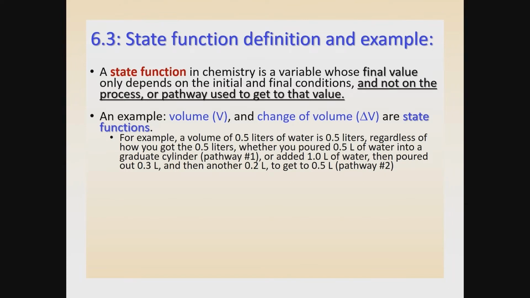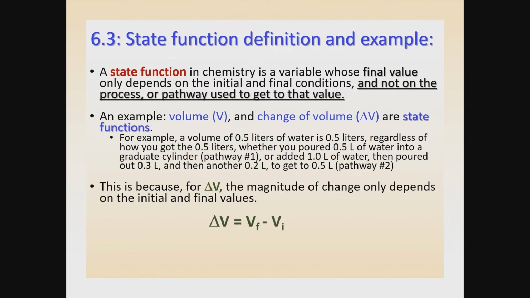So what you can see is that you arrived at the final volume, and it didn't really depend on the pathway you took. You could see that you could take a number of different pathways to get to that final volume. So when the value of a variable does not depend on the pathway you take, that is called a state function. And so volume or change of volume is considered a state function.